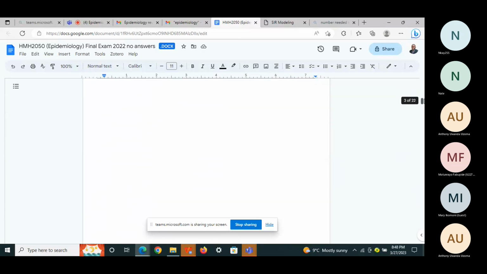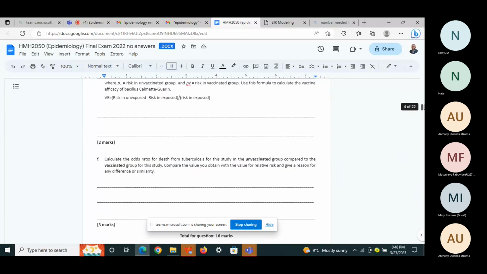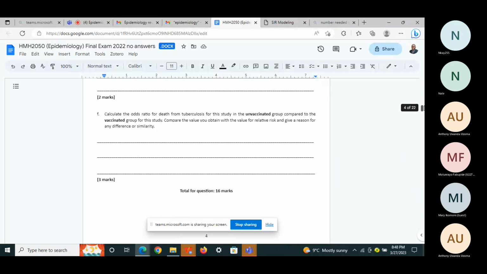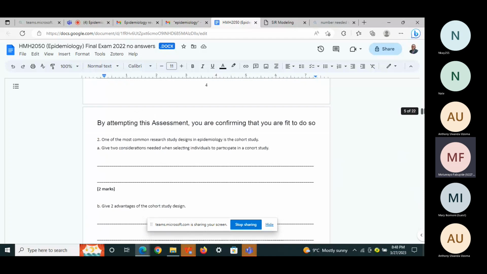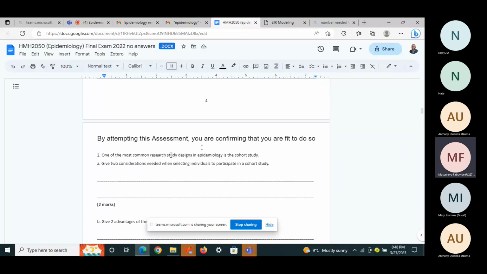Any question? Because we are entering another thing now from here. Any question? Can I continue? Give me feedback. Number two, can someone attempt this one? One of the most common research study designs is cohort study. Give two considerations needed when selecting individuals to participate in a cohort study.